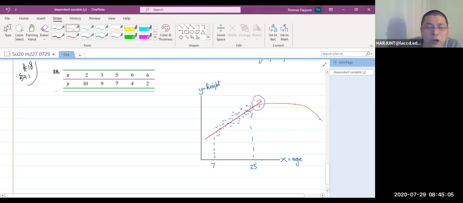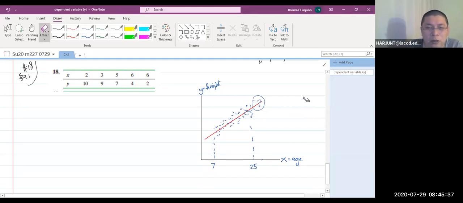Right? So you cannot use the data that you collect from people age 7 to 25 and try to say something about people who are 80. We know after a while, people start losing some calcium and have reduced bone mass, and therefore they get shorter once they get older.